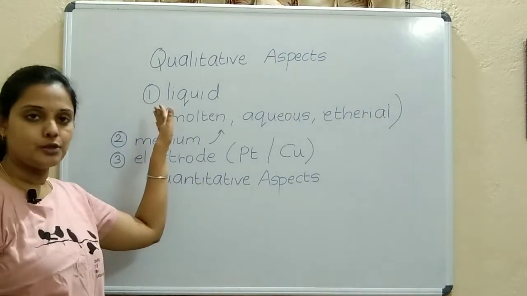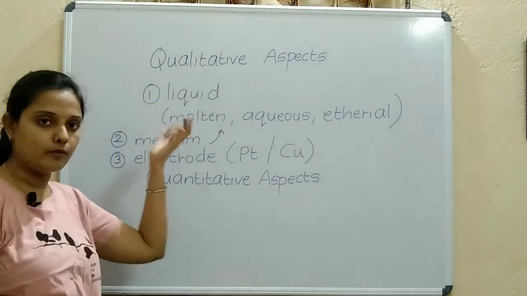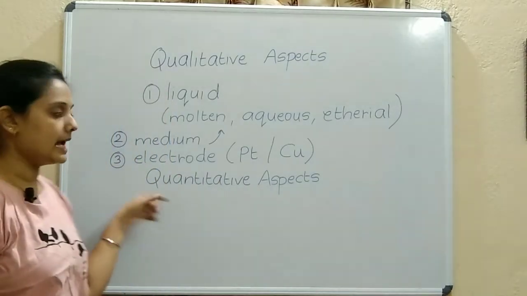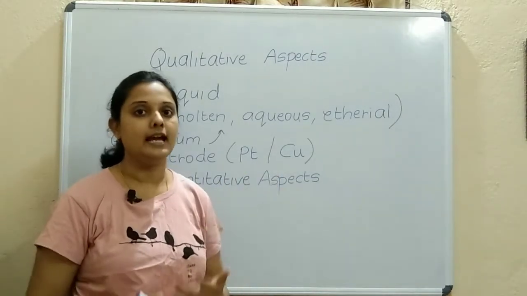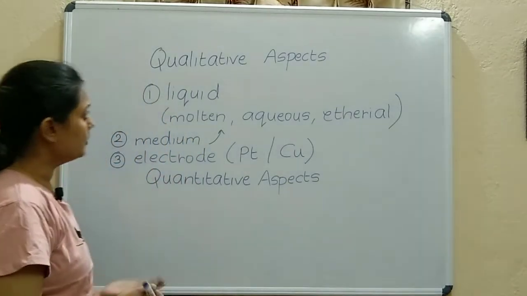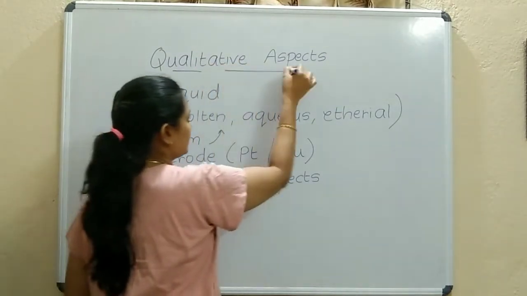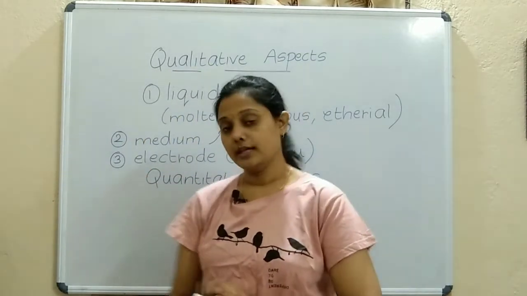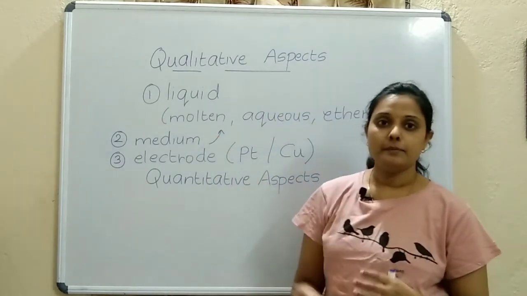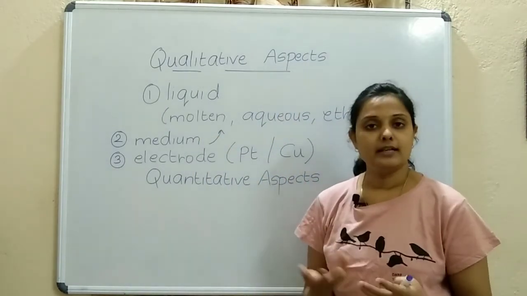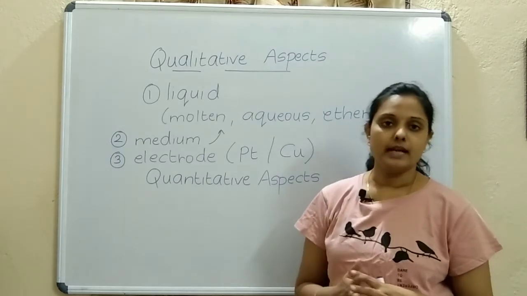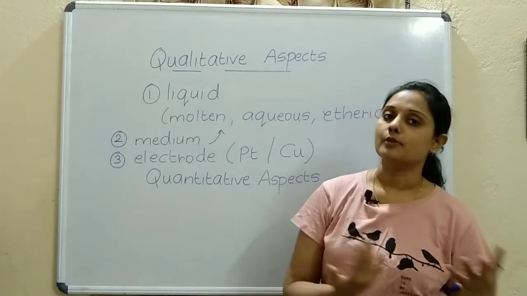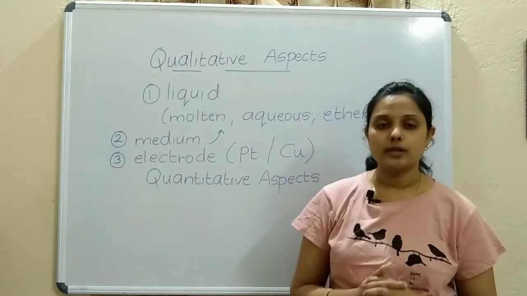The main thing: the electrolyte should be in the liquid form, that means it should be in the molten, aqueous or ethereal form. The electrode can be inert or it can be any active metal, right? And moreover, in the qualitative aspect we will also study what the products are at cathode and anode. It depends on the medium, on whether the medium is molten, aqueous or ethereal. Based on that we can also find what the product at the anode is and what the product at the cathode is.